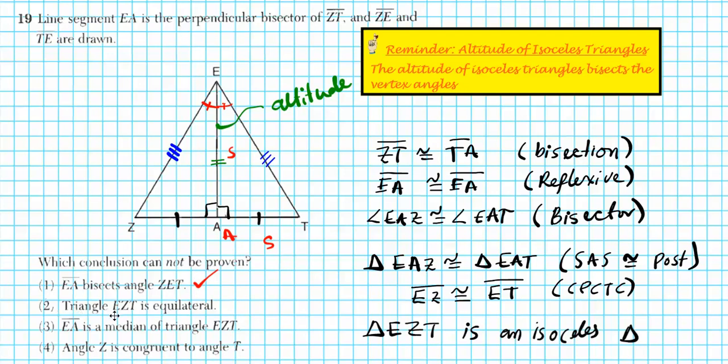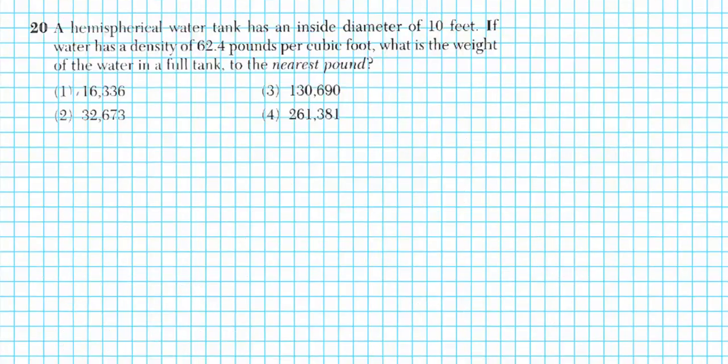Option 2, wait a minute, triangle AZT is equilateral? No. Triangle AZT is isosceles, so this cannot be proven. The answer is option number 2. Okay, let's take a look at question 20, the last one in this review installment.